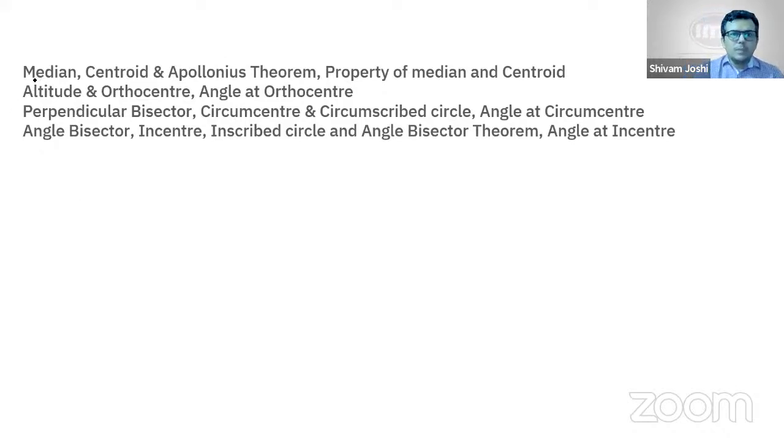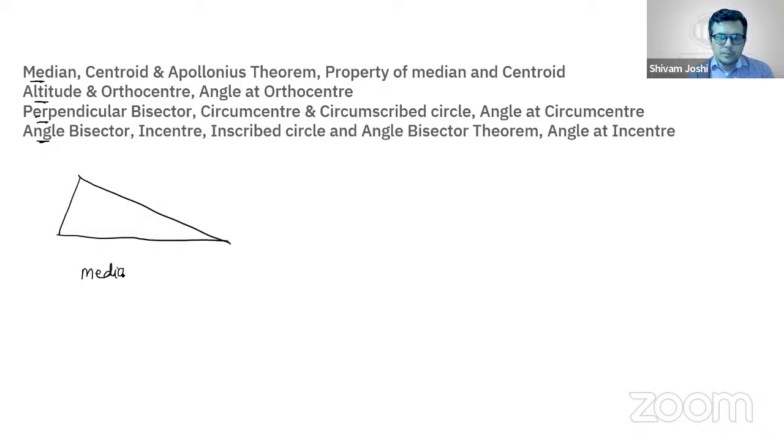Now we're going to discuss median, altitude, perpendicular bisector, and angle bisector, right? So first of all, what is a median? Median should satisfy two things. It should be drawn from the vertex, and it should be passing through the midpoint of the opposite side. So this is vertex A, B, C. If you draw a line which passes through A and passes through midpoint of BC, this line AM is known as a median, right?